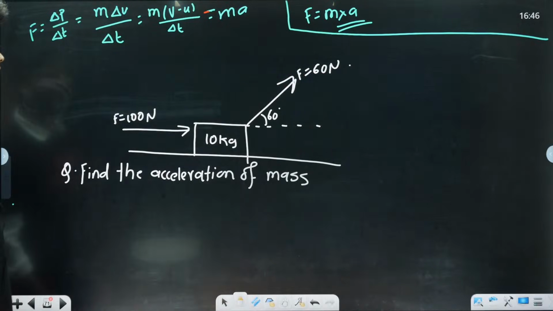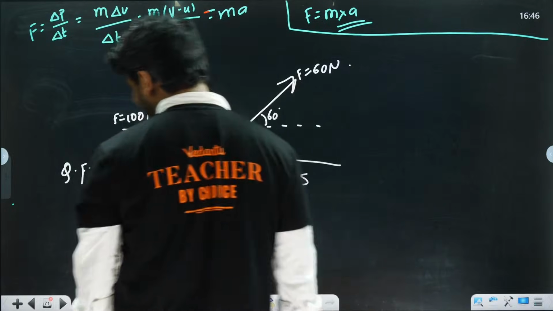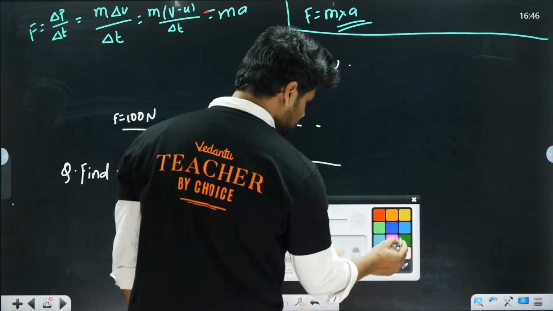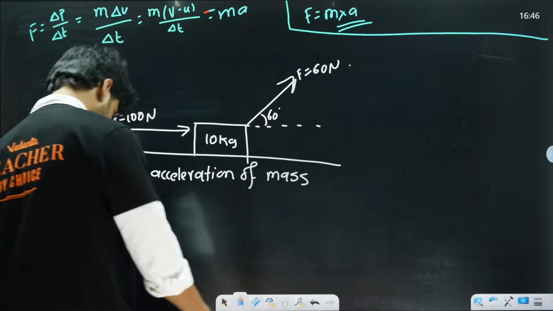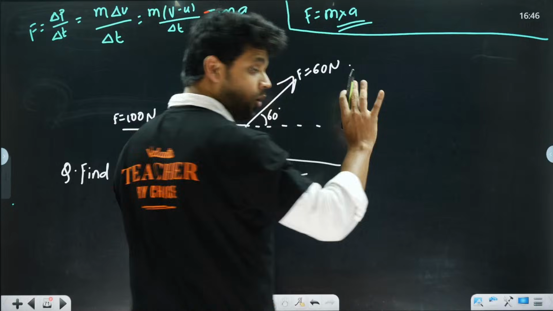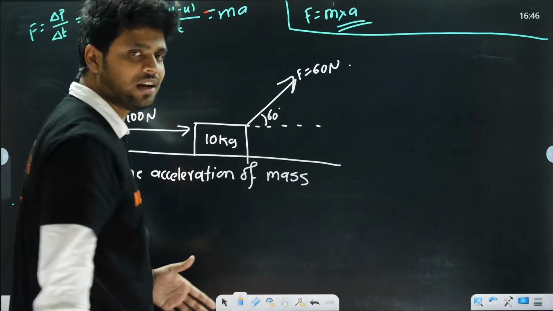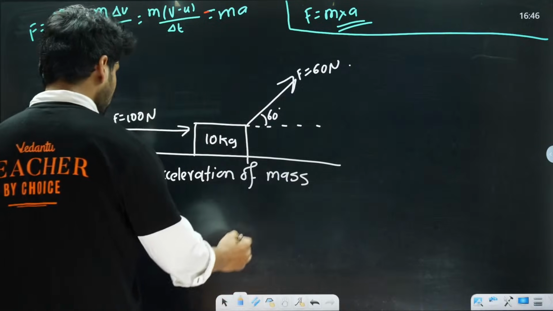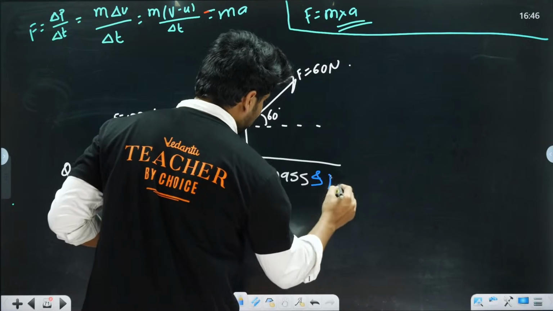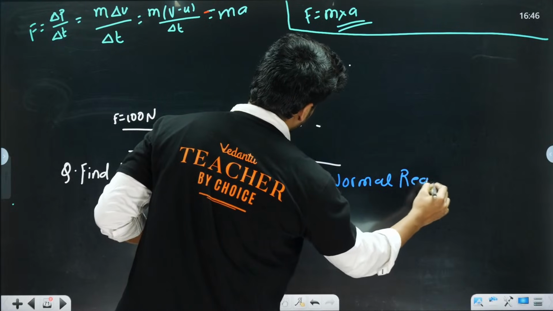Tell me. Sir, acceleration, point number 1: acceleration will only be in the horizontal direction. Only by looking at the question you should understand there is no acceleration in the vertical direction. Because you take one more question: the normal reaction by the ground.